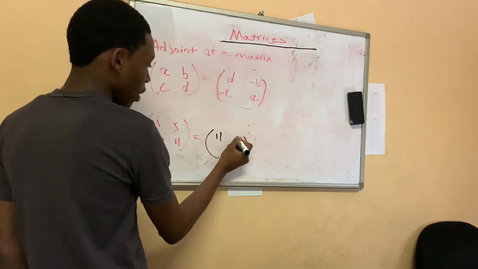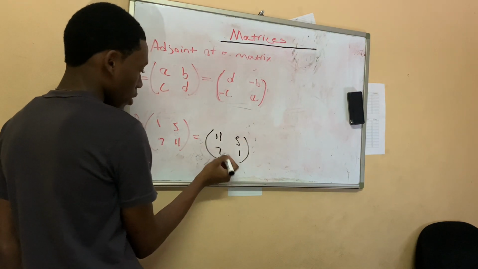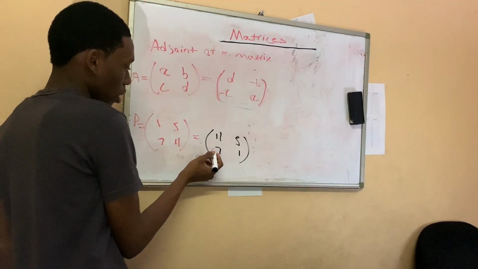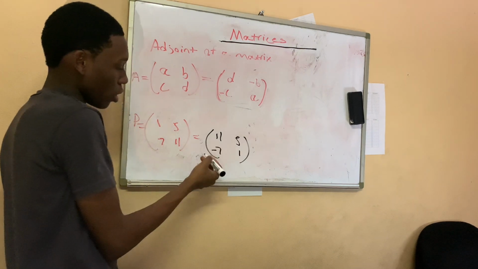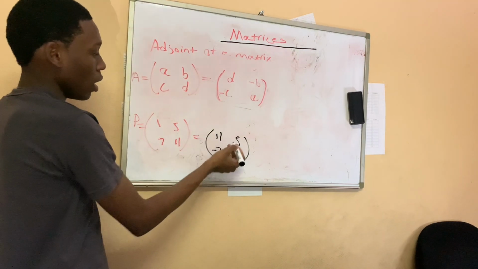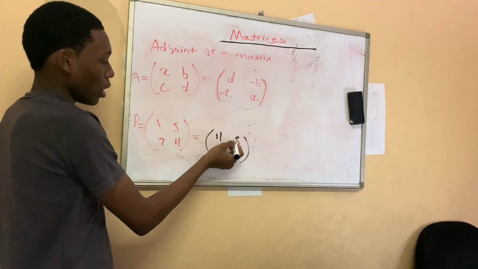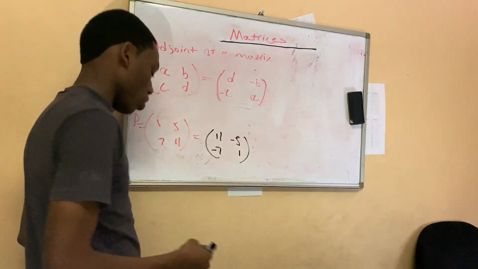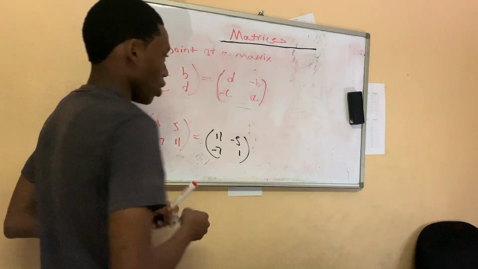Then we're going to switch the signs of these two elements. So we're going to put back the 5 and we're going to put back the 7. But we're only going to switch the signs of these two elements. So the positive 7 is going to turn a negative 7, and the positive 5 is going to turn a negative 5. And that's all you do in finding the adjoint of a matrix.